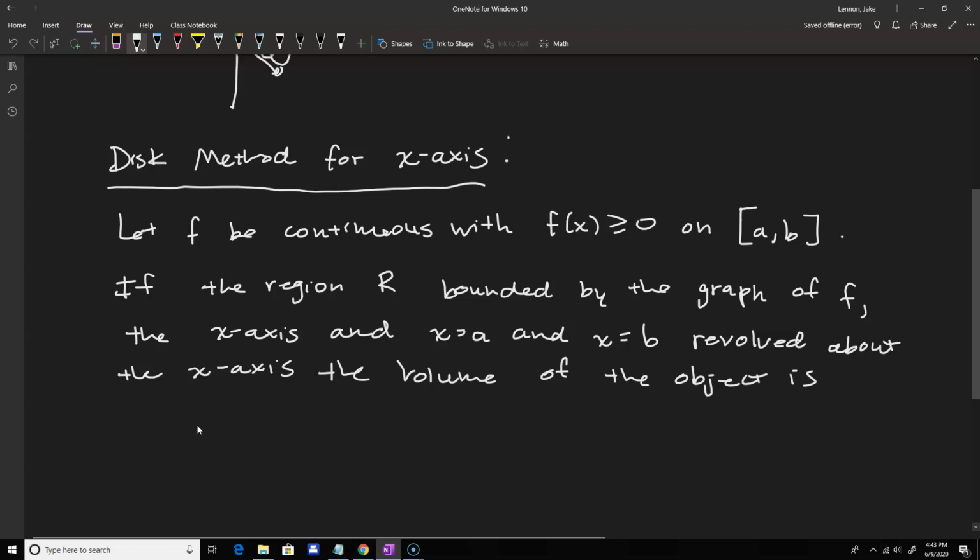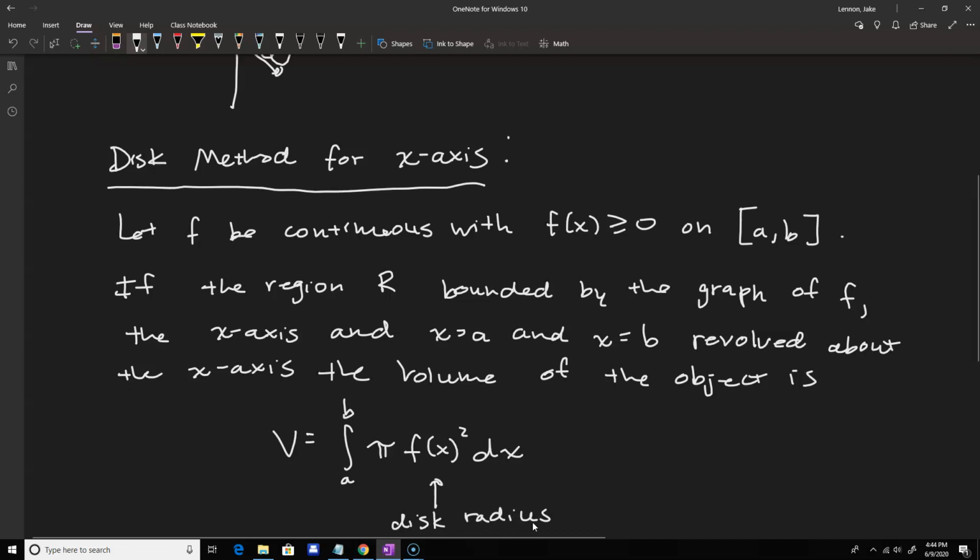is given by the integral from a to b. Normally it would be pi r squared, but the radius is changing. It's just the distance of the y value of your function to the x-axis. So we can really just replace the radius in the area formula by f of x. So it's just pi times f of x squared dx. This thing is acting like the radius, so we would say this is the disk radius.